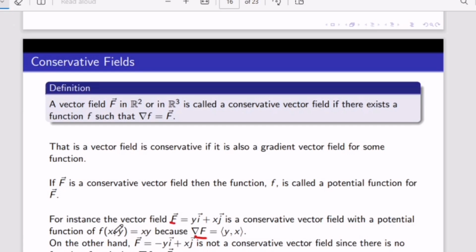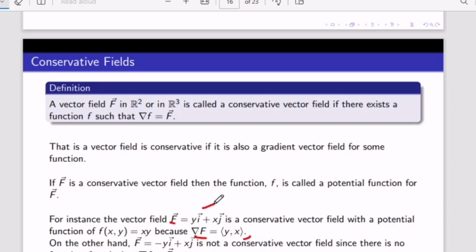So the reason they say this function is a potential function is that f of x, y is equal to xy, because the gradient vector field is this. When you partially differentiate this in terms of x, you're going to get y. And when you partially differentiate this in terms of y, you're going to get x.